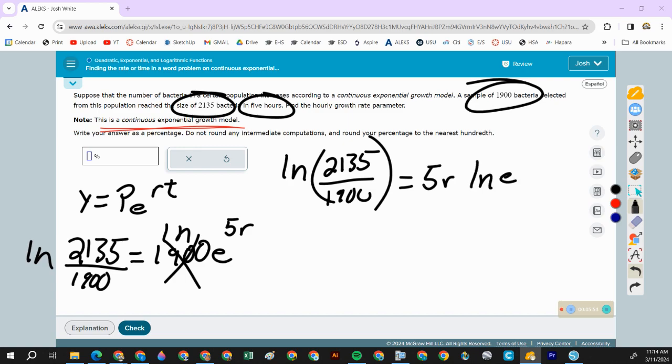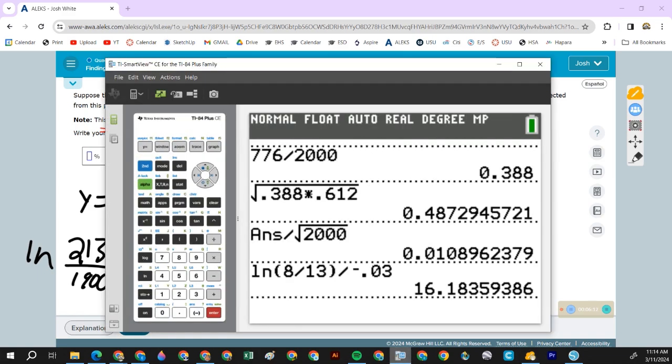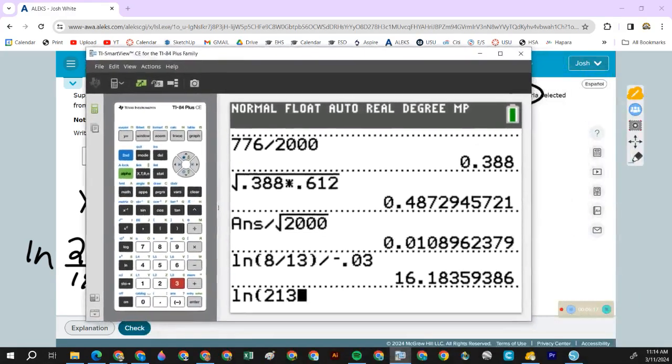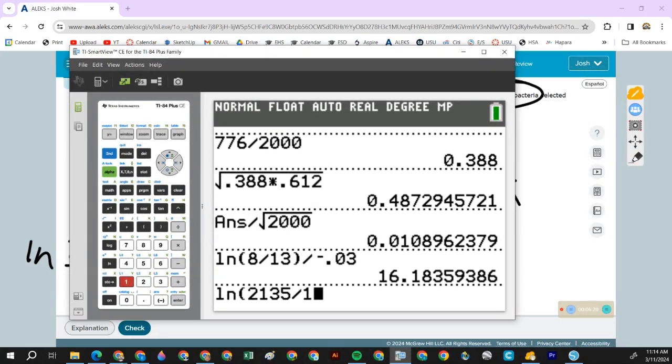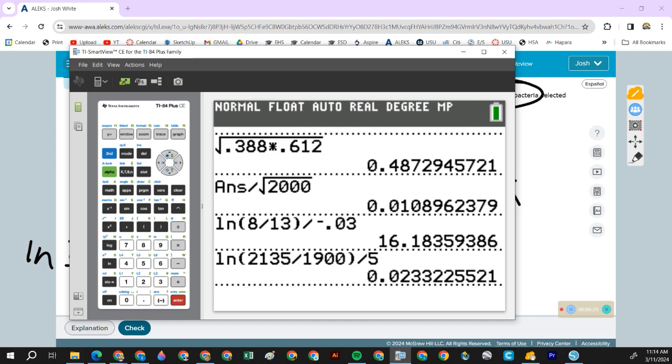And this is the reason why I always use the ln, well, one of them. ln is one fewer letters to write than log base 10. And anytime you have the ln of e, it just turns into a 1. So that is going to be my rate. So the ln of 2135 divided by 1900, and we'll divide that by 5, and I get a rate of 2.3%. So these bacteria are increasing at 2.3%.